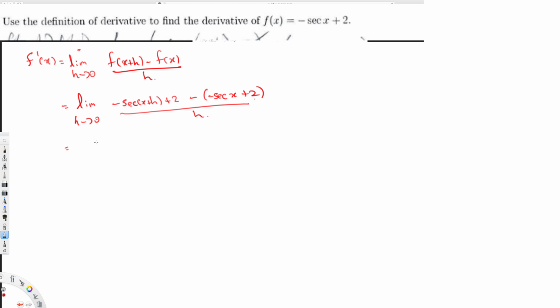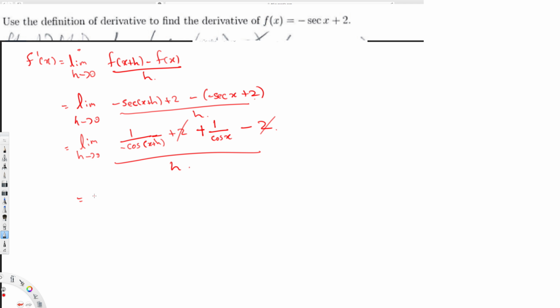So now let's simplify this one. Limit h approaches 0. I can write sec as 1 over cos of x plus h. So it's going to be minus 1 over cos of x plus h, plus 2. This minus can be written as minus 1, so I can take it out of the bracket, so it's going to be 1 over cos x minus 2, over h. Okay, the 2s cancel each other.